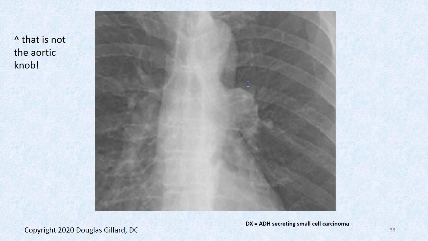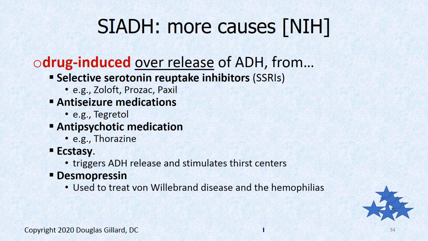That's a tumor. And yeah, so he ended up having small cell carcinoma, lung tumor, bronchogenic carcinoma, tumor in one of the main bronchi. And the tumor was endocrine. It was a neuroendocrine type of tumor that secreted ADH. See how all this stuff comes together.